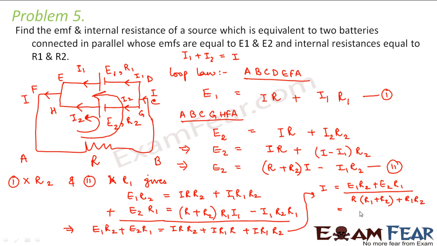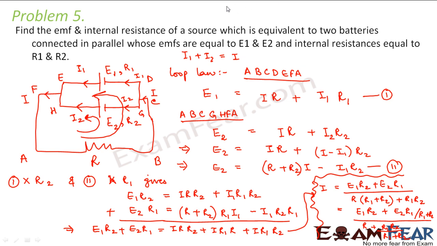Now this can be written as E1 R2 plus E2 R1 divided by R1 plus R2. You divide both numerator and denominator by R1 plus R2. So you get R plus R1 R2 divided by R1 plus R2. I'm sorry, I'm running a little short of space here, so I did it here. So this is what you get for the value of current.